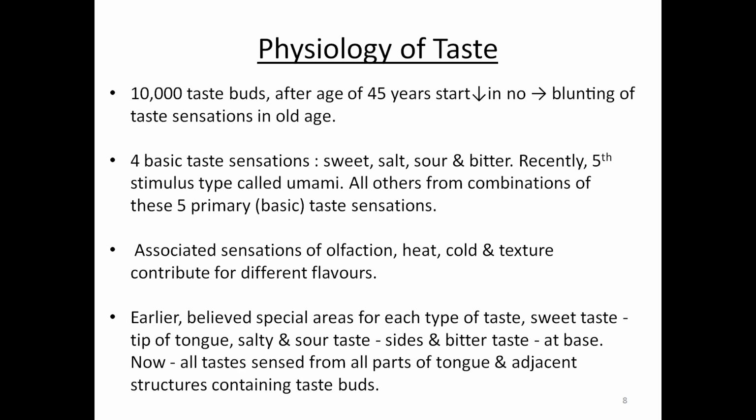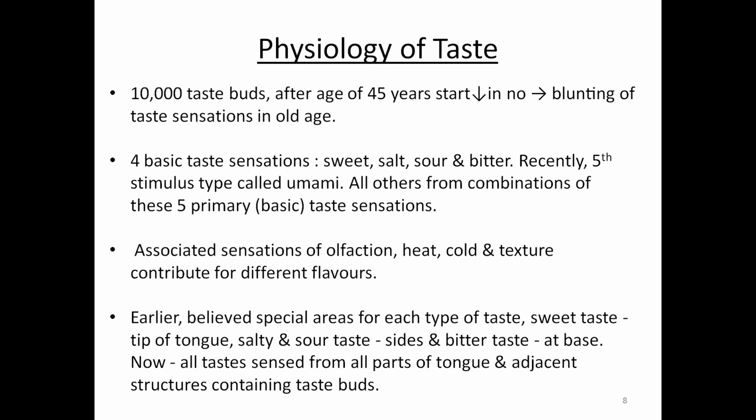Earlier, it was believed that there are special areas on the surface of the tongue for each of the 4 conventional basic types of taste. So what we learned growing up was that the sweet tastes are detected at the tip of the tongue, the sour and salty tastes originate from the sides of the tongue, and the bitter tastes are sensed best at the base. However, now it is clear that all tastes are sensed from all parts of the tongue and adjacent structures containing taste buds.